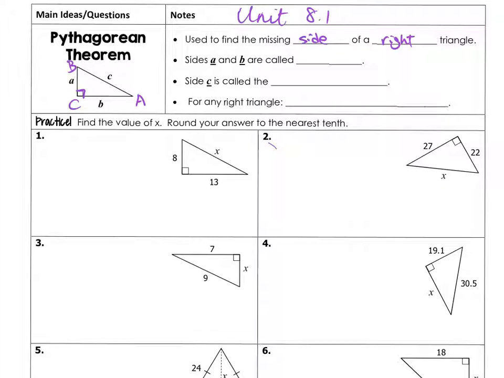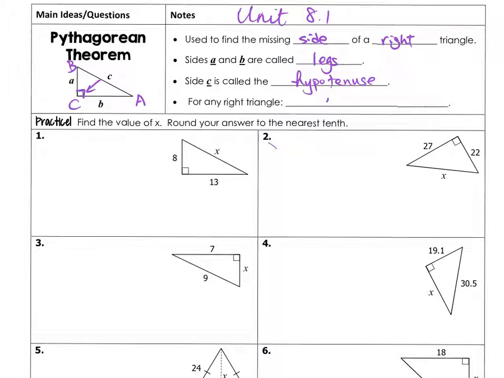And side A and B are called legs. And notice that it doesn't matter which side, which leg you call A, which leg you call B. You can switch the A and the B. But it does matter which side you call C, which is the hypotenuse. And that has to be the side facing the 90-degree angle. Hypotenuse. Make sure that I spell this correctly.